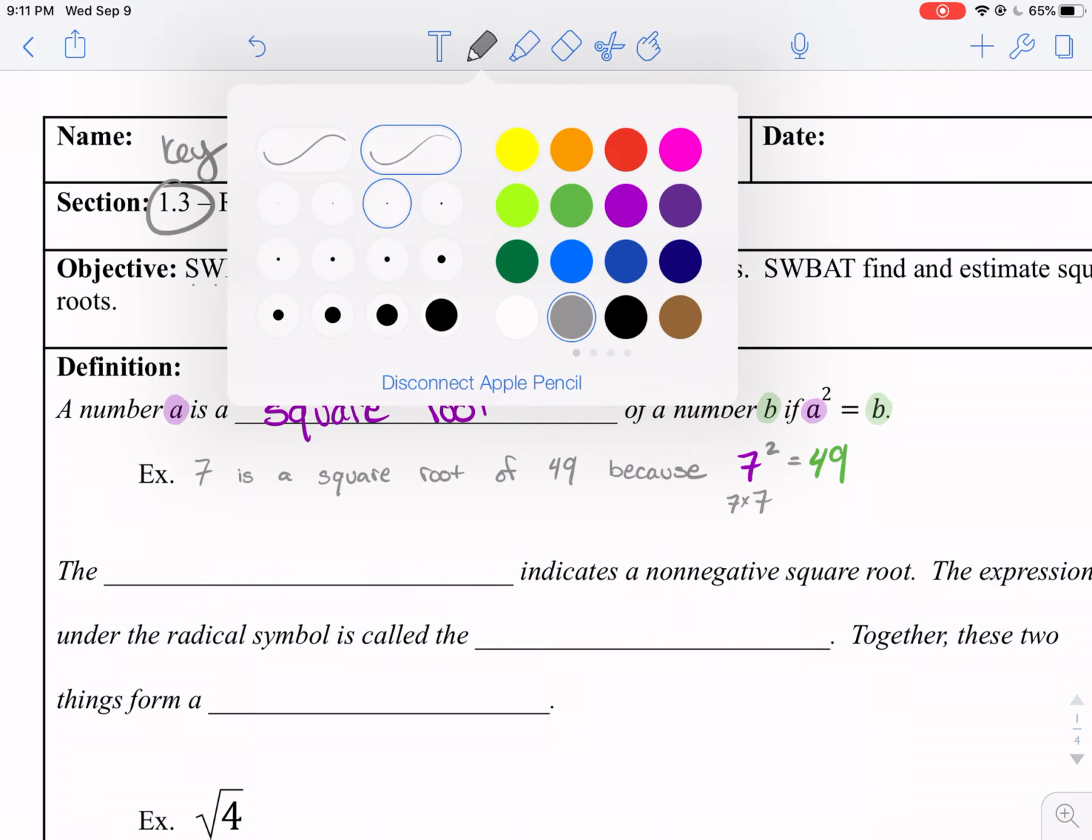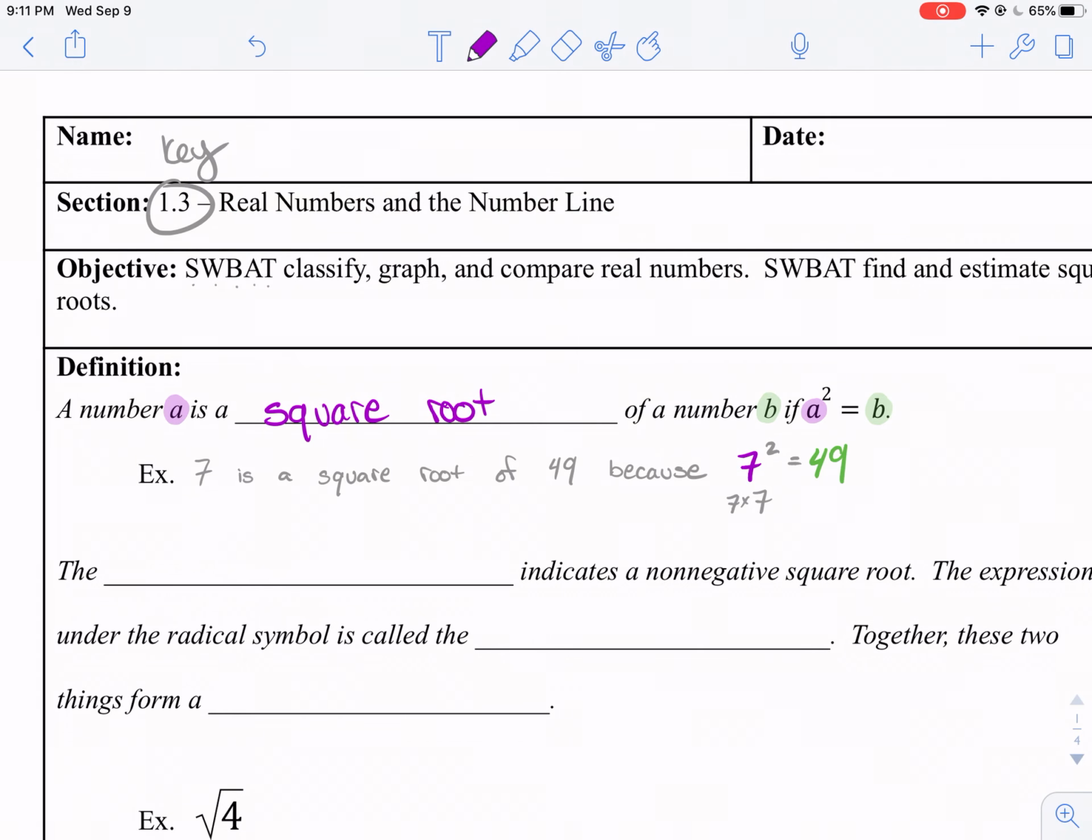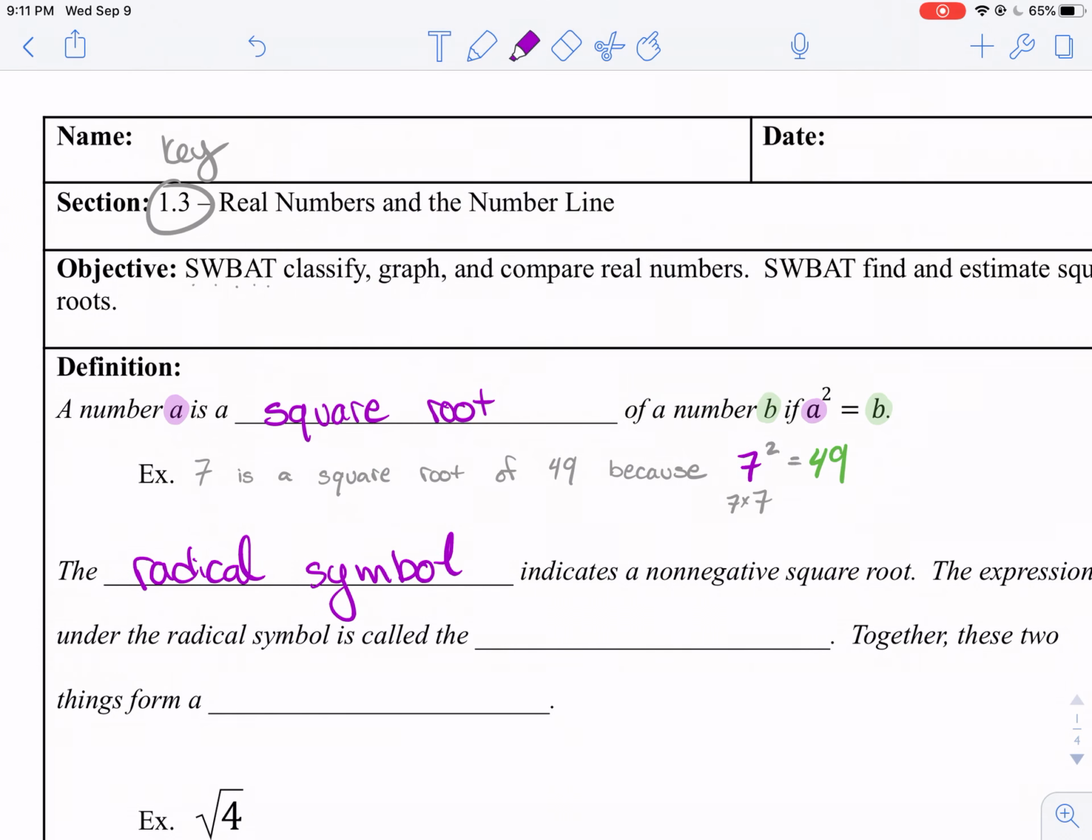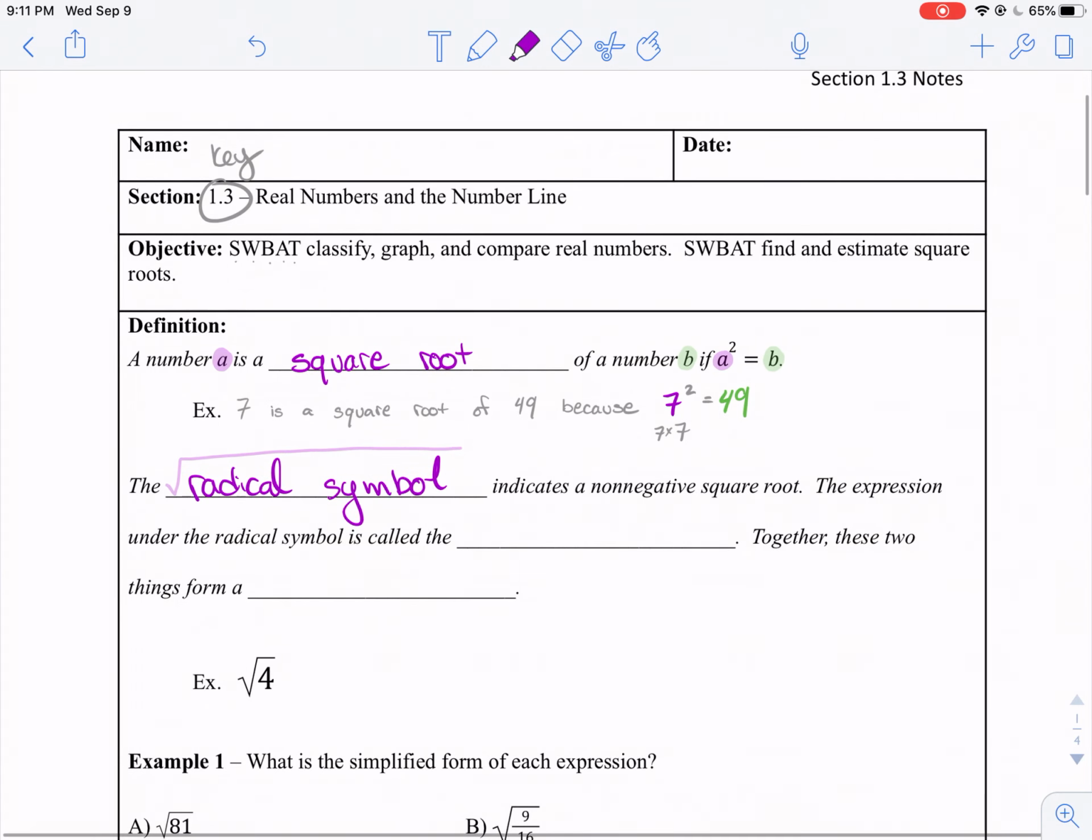Now we have this other object called the radical symbol. Guys, it's radical. The radical symbol looks like this. It's got this roof on top, and then it juts down and then has a little checkmarky kind of thing. That's the radical symbol.